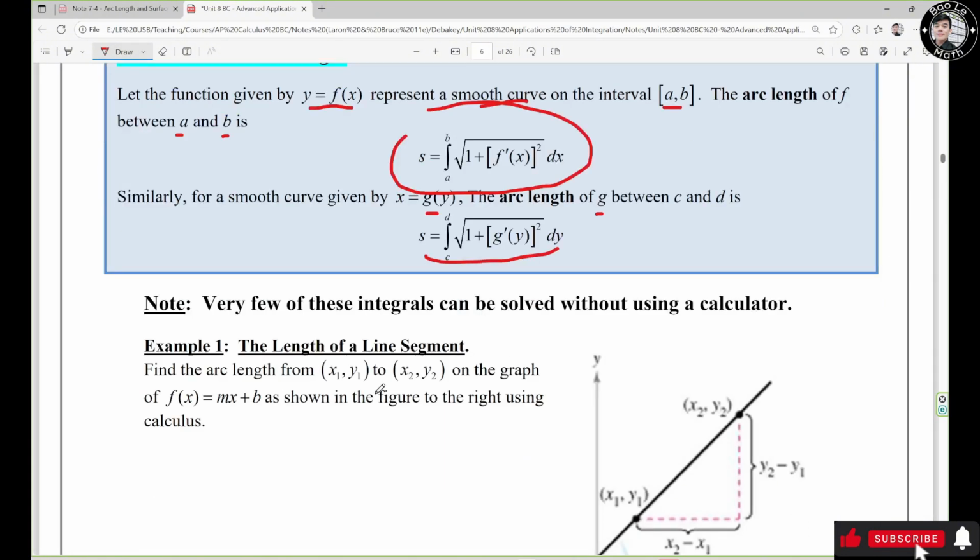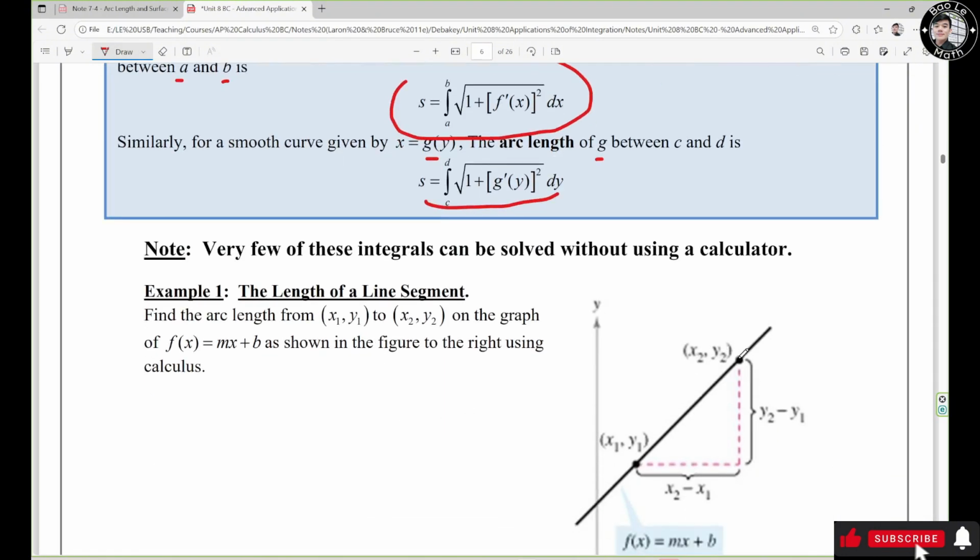Alright, now again, we have the points on the line (x1, y1) and (x2, y2). The distance from here to here is given by the formula d equals the square root of (x2 minus x1) squared plus (y2 minus y1) squared, right? Which you already learned in geometry. Now we're going to use calculus to prove this formula. So how do we do it?